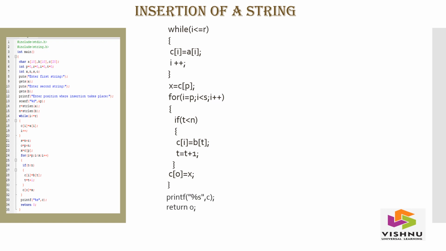Now we have to print the C string which we get after the for loop. And since we have mentioned the int main, we have to return some value that is 0. And we close the main function.